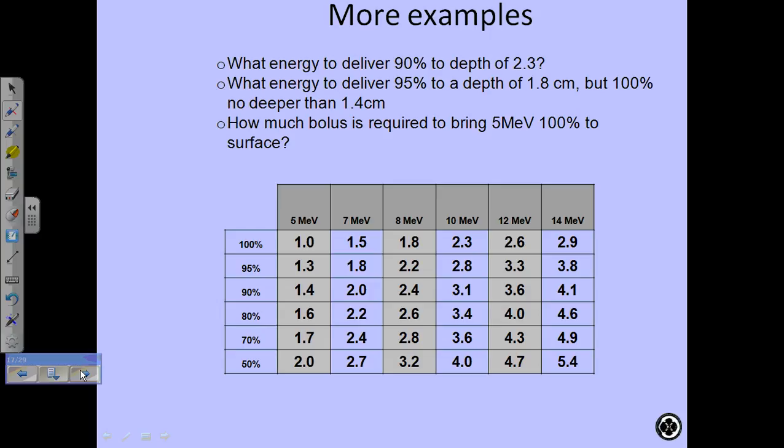What energy to deliver 90% to a depth of 2.3? 8, okay. What energy to deliver 95% to a depth of 1.8 cm, but 100% no deeper than 1.4? So look at the first one. 95% at 1.8 would be 7, but 100% no deeper than 1.5. Okay, this is too deep, so what do we do? Half cm bolus. So half cm bolus. This becomes 1.3, and this becomes 1.7.